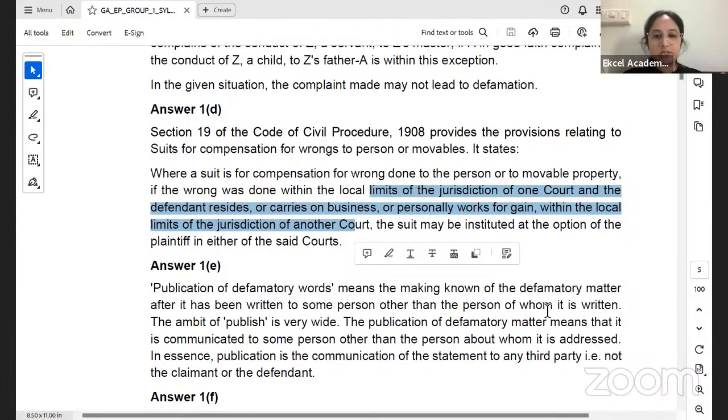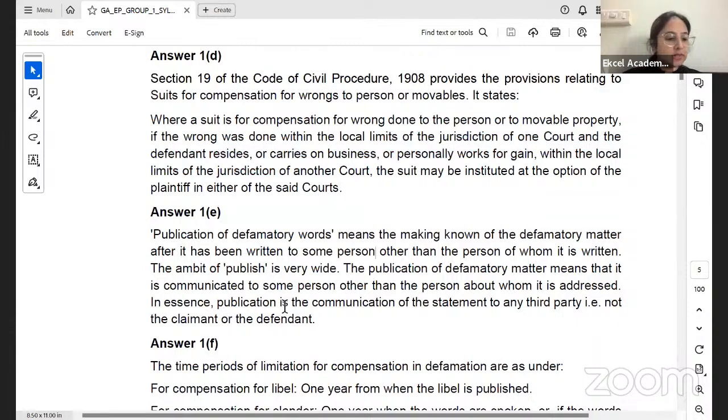Both the courts have jurisdiction, where the wrong actually has happened or where the defendant resides or carries on his business. So this is up to the plaintiff. Whichever is convenient to me, that I can select. So that is just that much. If you write this one, the answer is done.